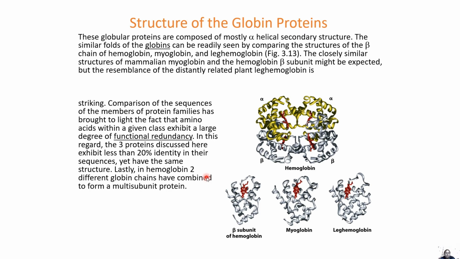If we talk about the structure of the globin proteins, they are mostly alpha helical secondary structures, and the similar folds of the globins can be readily seen by comparing the beta chain of hemoglobin, myoglobin, and leghemoglobin. The closely similar structures of mammalian myoglobin and hemoglobin beta subunit might be expected, but the resemblance of the distantly related plant leghemoglobin is striking. The comparison of the sequences of the members of protein families has brought to light the fact that amino acids within a given class exhibit a large degree of functional redundancy. So the three proteins discussed here exhibit less than 20% identity in their sequences, yet they have the same structure. Lastly, in hemoglobin, two different globin chains are combined to form a multi-subunit protein.